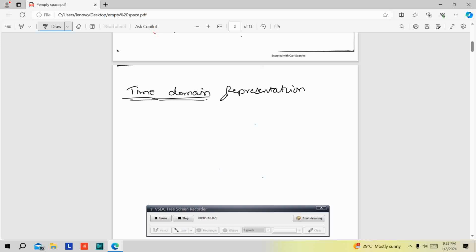Time domain representation of AM is a very important concept. The message signal is represented as m(t), and it is given by m(t) = Am cos(2π fm t). So this is the way of representing the message signal. Message signal is represented as m(t), m(t) = Am cos(2π fm t). Call this equation 1.